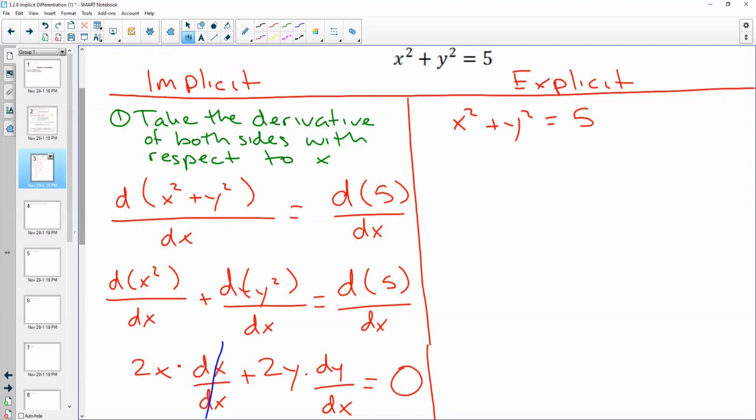We want to isolate for y here. We'll subtract x squared from both sides. And then we can take the square root of that. So y is equal to plus minus the square root of 5 minus x squared.